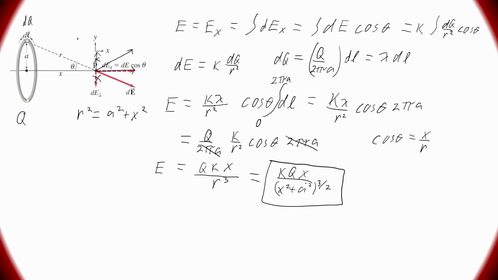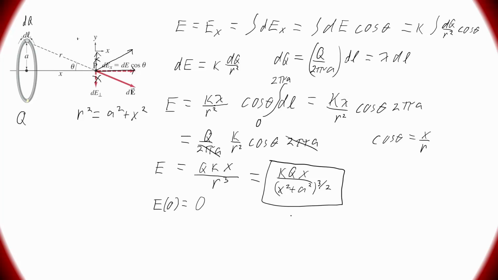Whenever we get a solution like this, we want to check the extreme cases and see if it makes sense. So for instance, the electric field at x equals 0, we would expect at the middle of this ring that all of the electric fields from each infinitesimal segment would be pointing in and canceling each other out. And we go ahead and plug in a 0 there, and we would get 0.